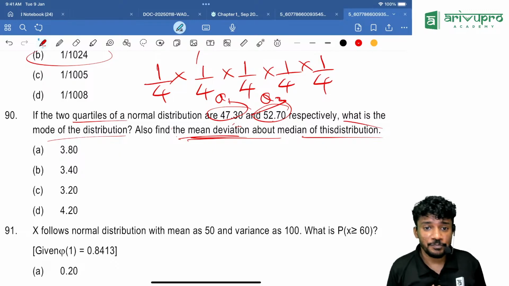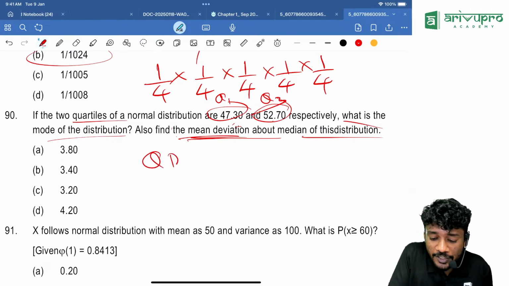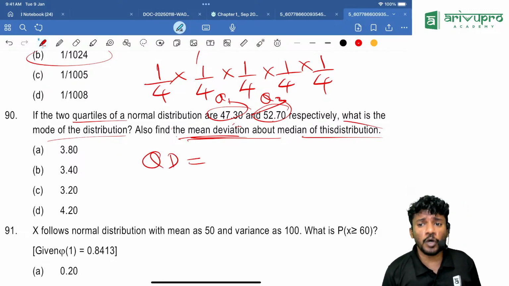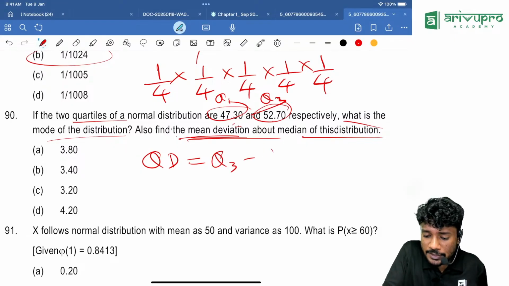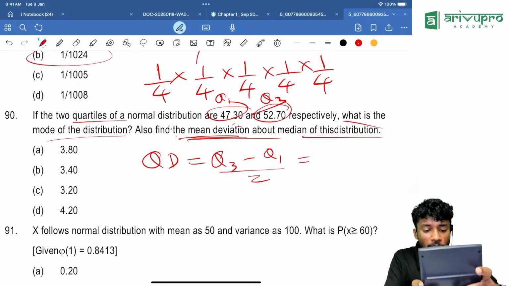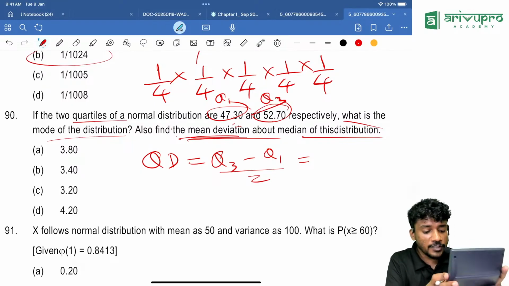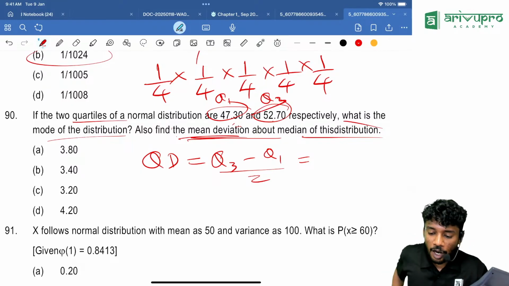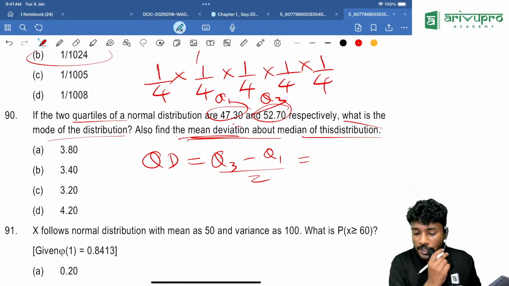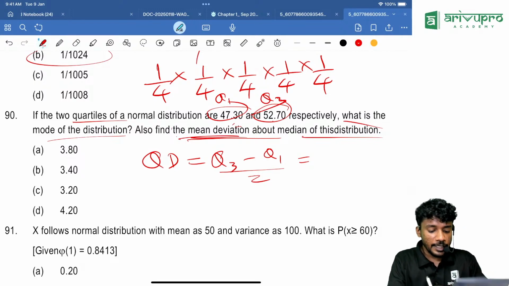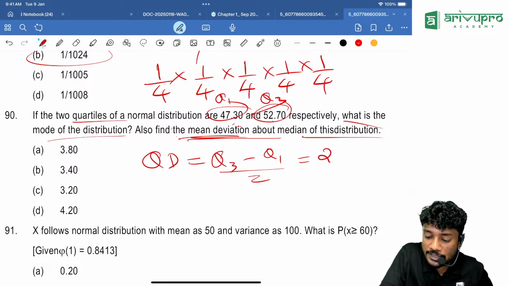How will you find? Can you find quartile deviation? QD is what? Q3 minus Q1 divided by 2. How much is it? That is 52.7 minus how much? 47.3. How much is it? Divided by 2 is how much? Divided by 2 is 2.7.